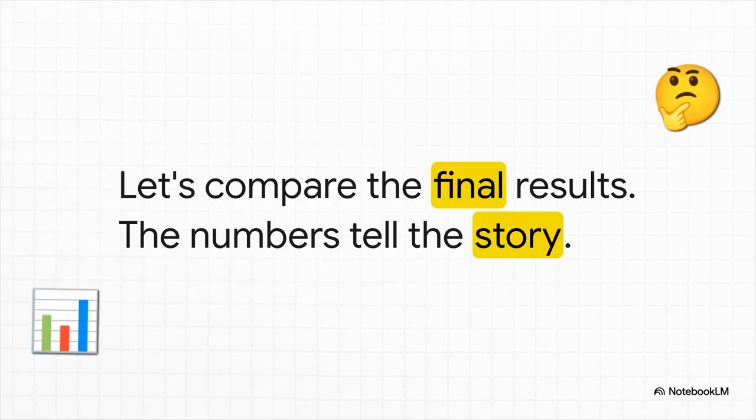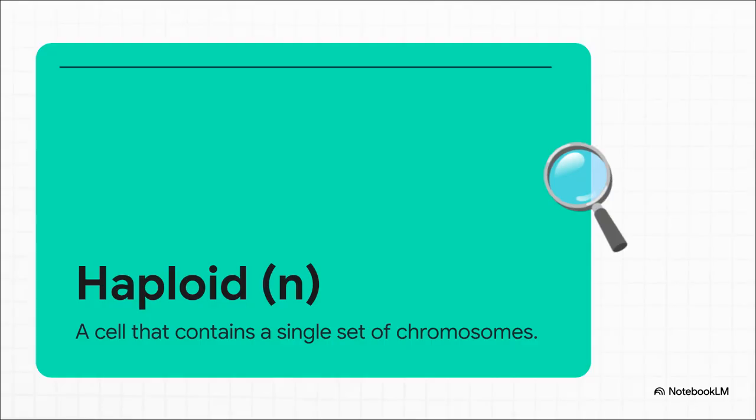Let's tally up the results for each one. Mitosis gives you a grand total of 2 daughter cells. And meiosis, that process ends up with 4. And here's the kicker. Those 4 cells from meiosis are haploid. They have half the chromosomes.